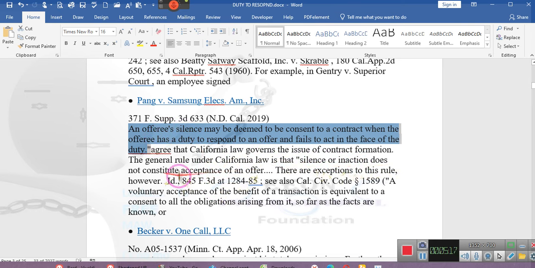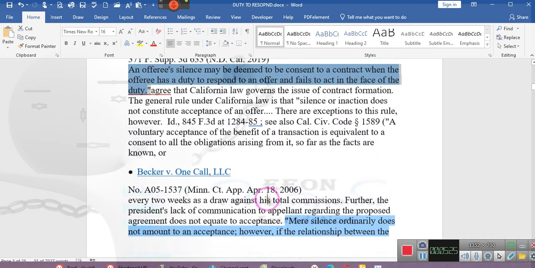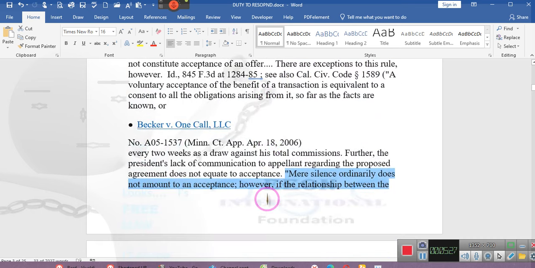See, silence or inaction does not constitute acceptance of the offer. There are exceptions to this rule when they have a duty to respond. That's the exception to the rule. See, mere silence, they don't have a right to respond to you just because you say you better respond to me. You have to put caveats and conditions on their response. Give them the option and make sure it's within the terms of the agreement and the requirement for them to respond.